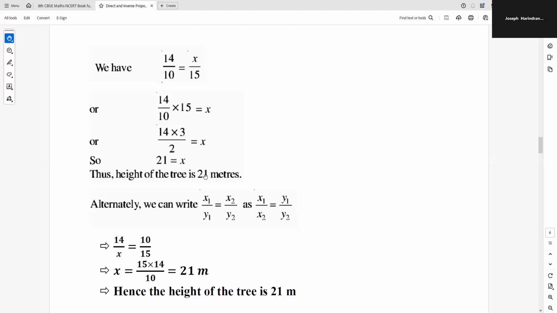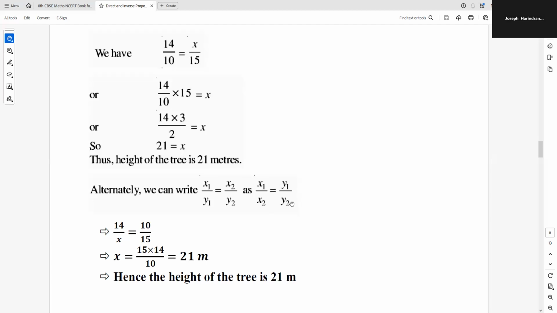This is one way to solve this problem. Alternately, we can also write it this way. We can write the ratio of the heights is equal to the ratio of the lengths of the shadows. Whichever is easier, we can just follow. This is also going to be the same. 14 by x: 14 is the height of the pole and x is the height of the tree. The ratio of the heights is equal to the lengths of the shadows, 10 meters by 15 meters. Again, solving for x, we get the same answer, 21 meters, the height of the tree.